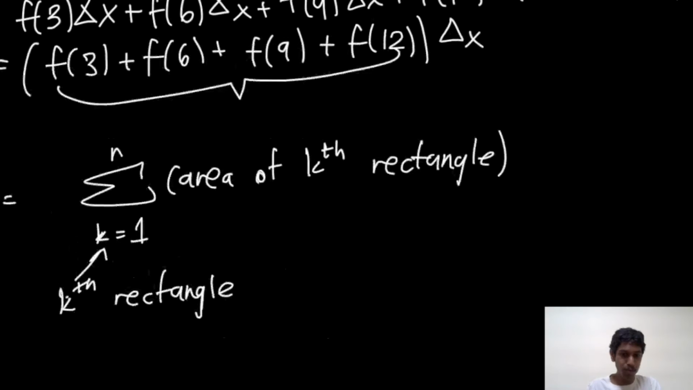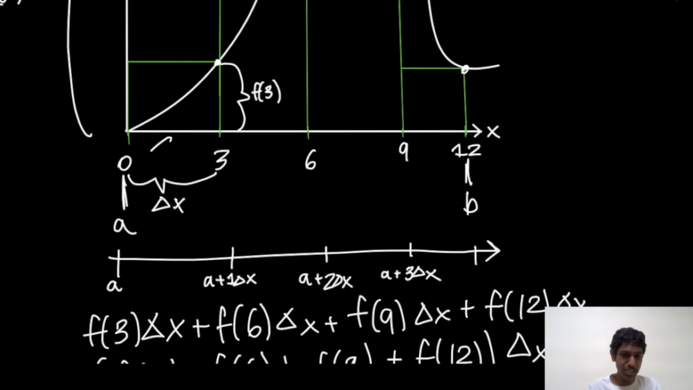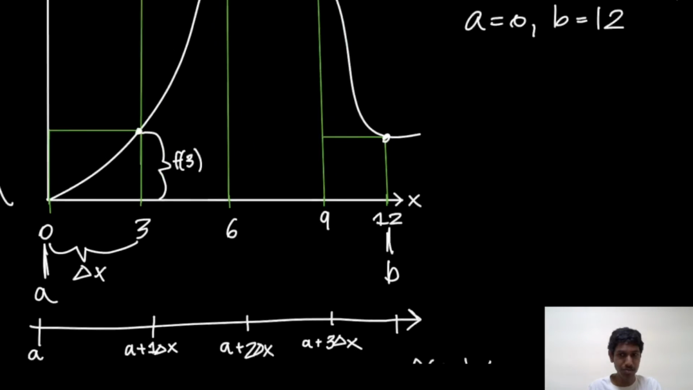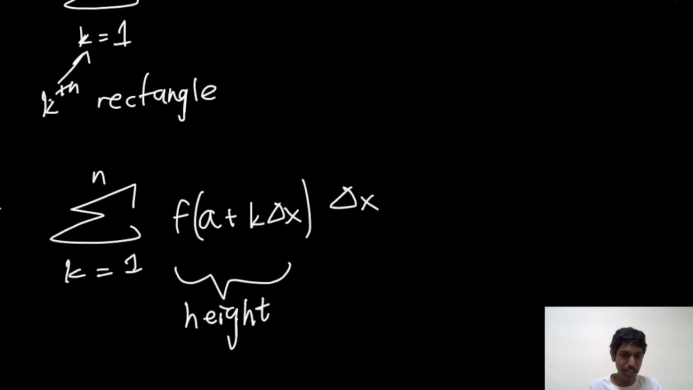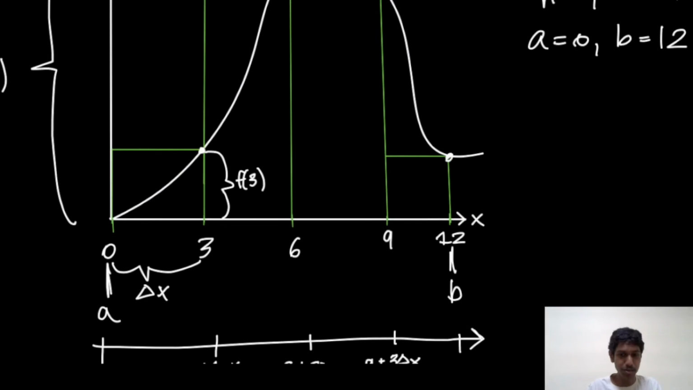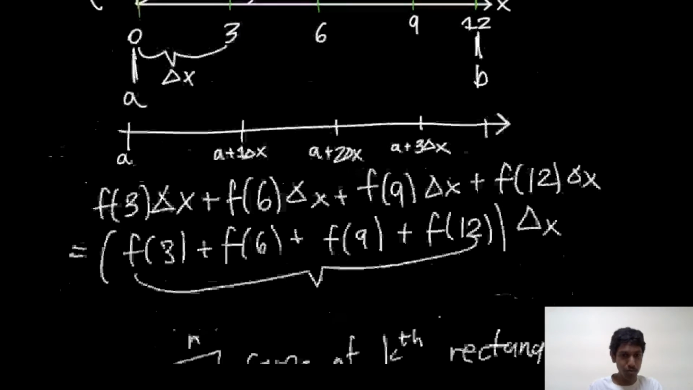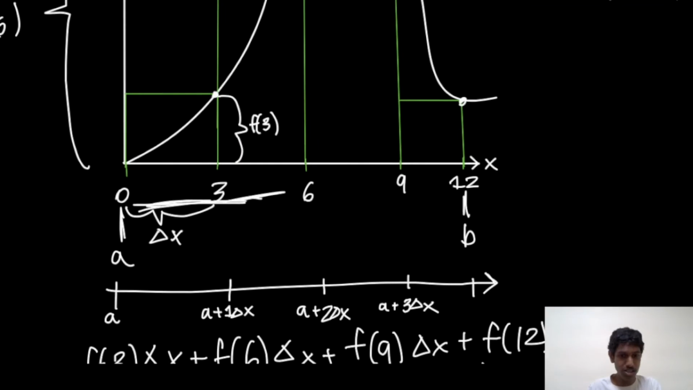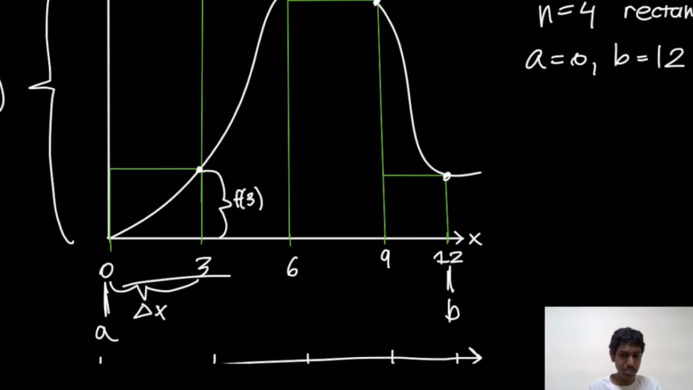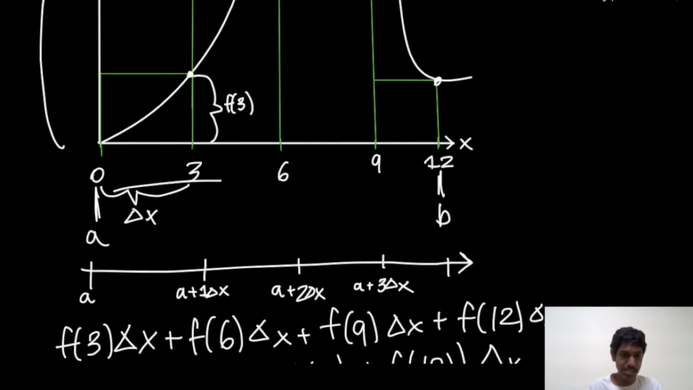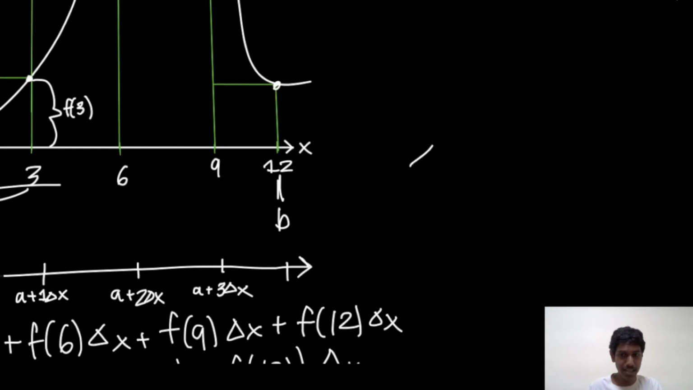Now, one more thing that we need to figure out is what is our delta x exactly in terms of our a, b, and n? Because we could figure that out pretty easily from the diagram that I drew, but what if I gave you, for example, a equals 0, b equals 12, but n equals 6? Then what's delta x? Well, we want to split. Each rectangle has to have equal width, right?